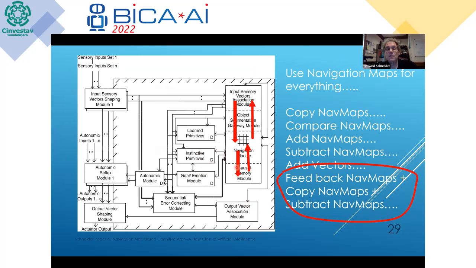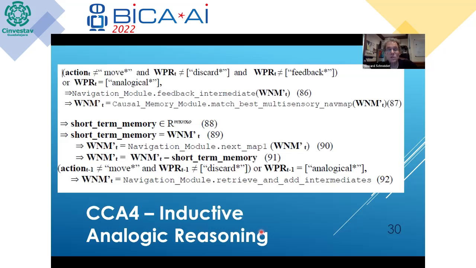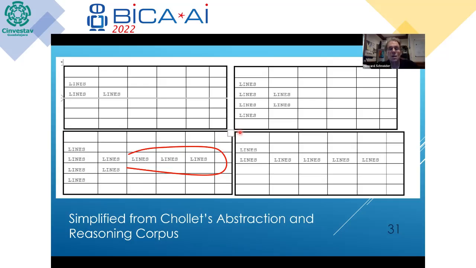In the last year, I found that if I fed back navigation maps to this system, and then I subtract something and add something else, I get full inductive analogic reasoning. I will be talking about this in 2 days, and I think it's at 10 o'clock. I hope some of you are in the audience. These equations are just matrices because I'm dealing with arrays. I'm dealing with the navigation maps, but by copying navigation maps and moving them around, inductive analogic reasoning emerges from the system. I'll cover that.